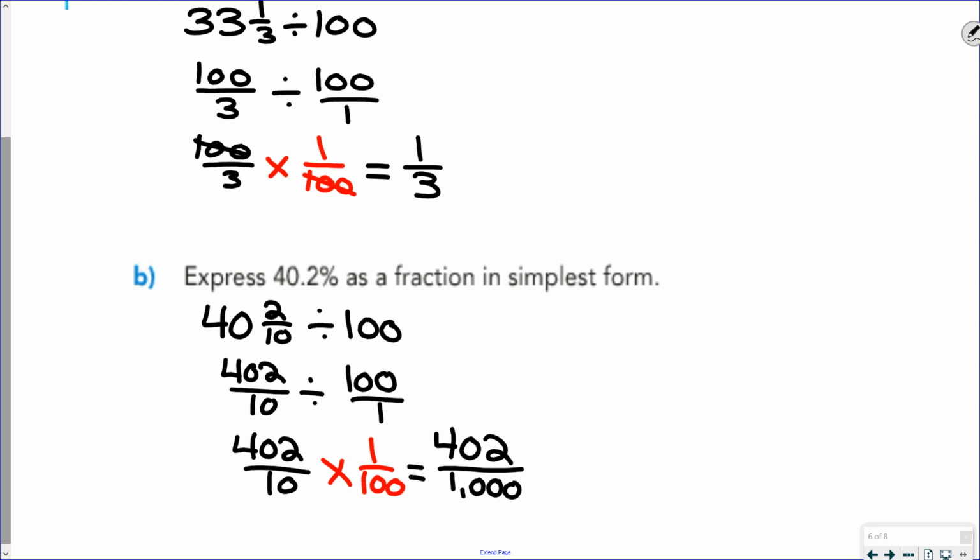And then, of course, if we haven't done so by this point, we do need to simplify this. They are both even numbers, so we can divide those by 2 to get 201 over 500.